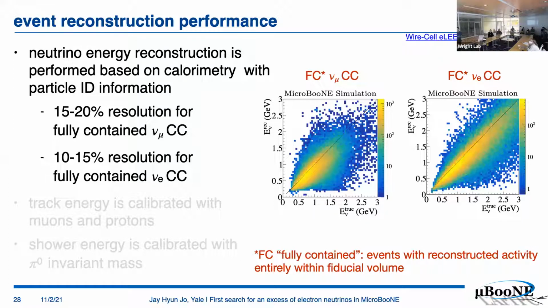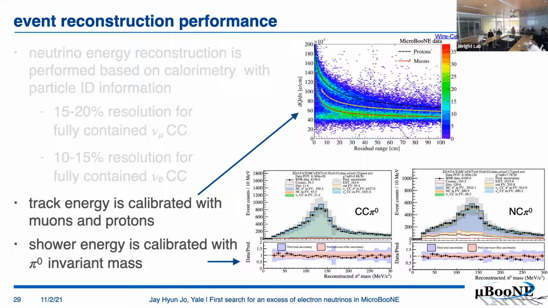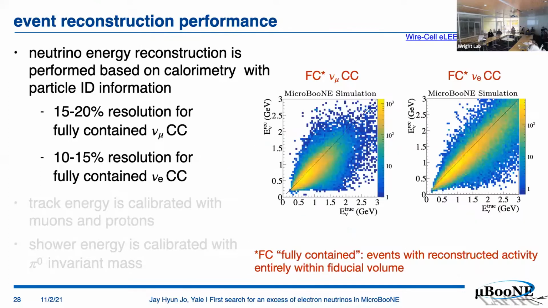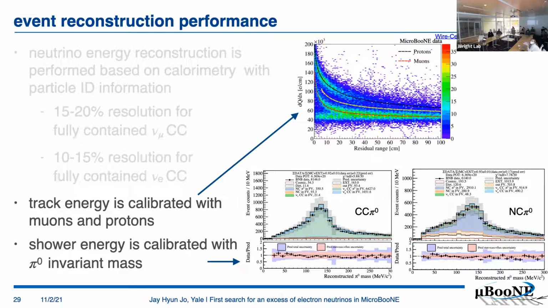So for the fully contained UMCC events, you can see the reconstructed neutrino energy on Y and the true neutrino energy on X from the simulation. You can compare how our reconstruction performed, and you can see really nice agreement with a resolution of about 15 to 20%. For the unique case, we have 10 to 15% resolution, also in very nice agreement with the simulated energy. We also want to further calibrate this to get as correct an energy as possible.